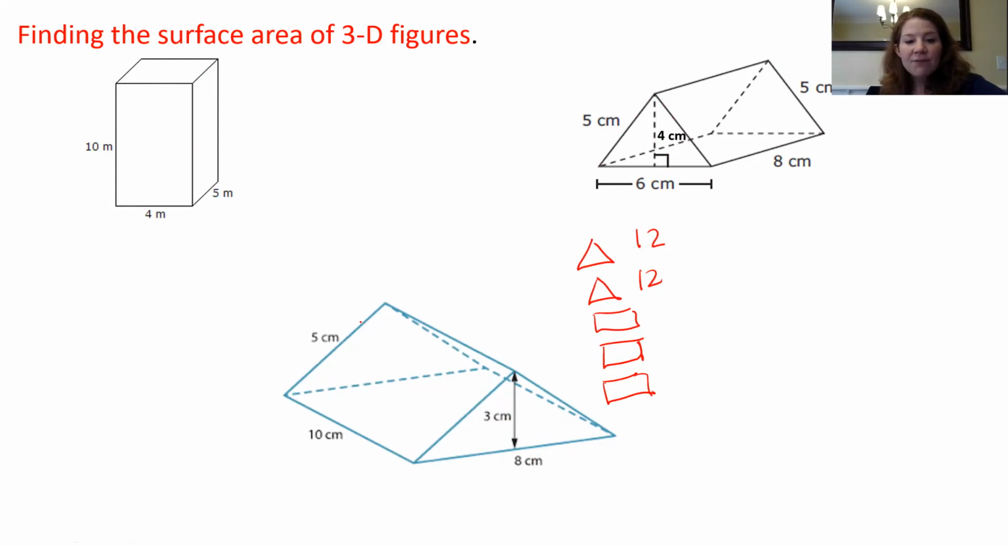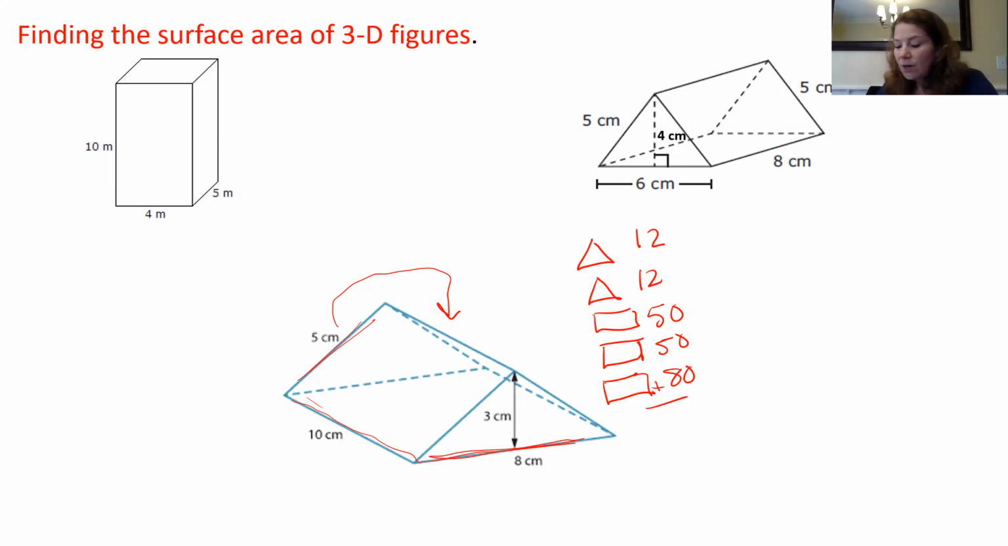And then our sides are 5 by 10. Both of these sides are 5 by 10, so 50 and 50. And then the bottom of it is 10 by 8, which is 80. So what did you guys get? Let's see.